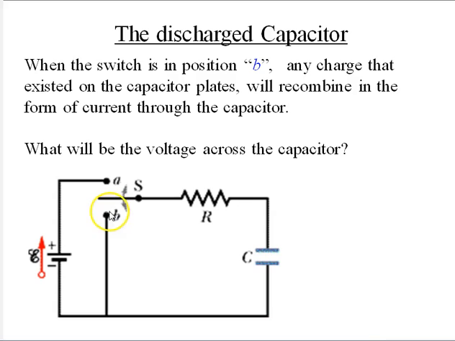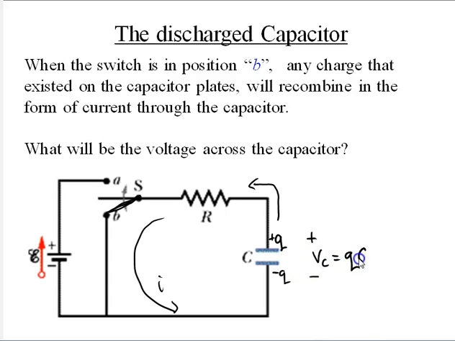So let's think of it, if it was in position B here, then any charge that was on the plates of the capacitor would travel in the form of current, and that charge would then come through the circuit and recombine, and eventually there'll be no charge left to move, so the potential difference across the capacitor, VC, would equal Q over C, and since Q equals 0, would equal 0 over C. So the potential difference across the capacitor will be 0, the charge on the plates of the capacitor will be 0, and that's our completely discharged capacitor.